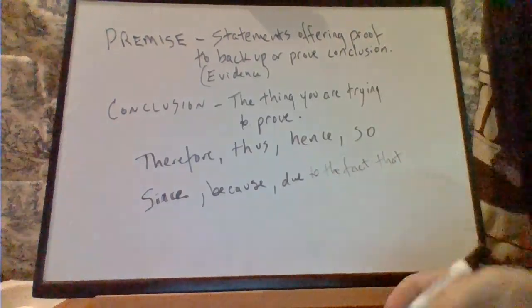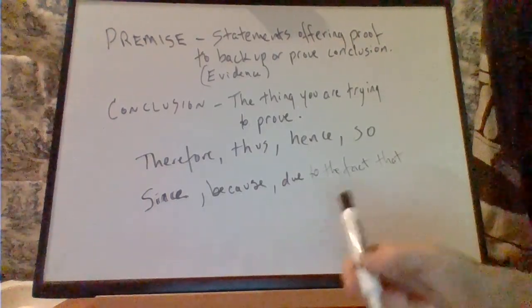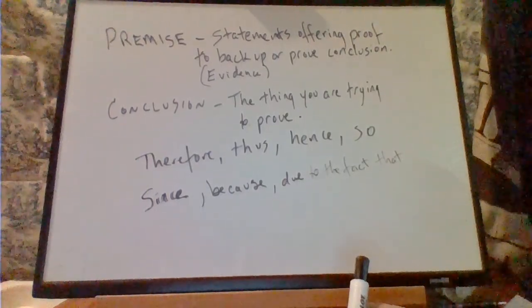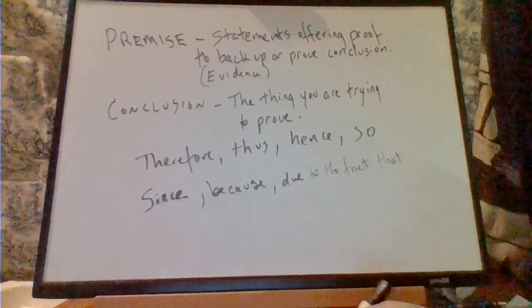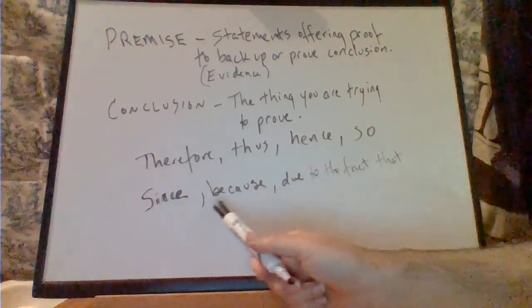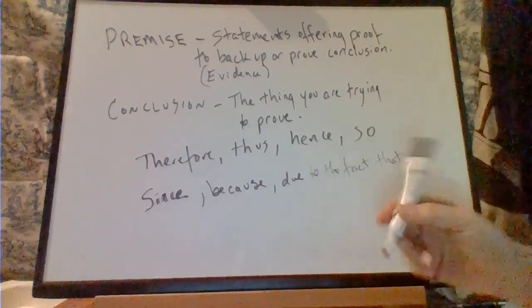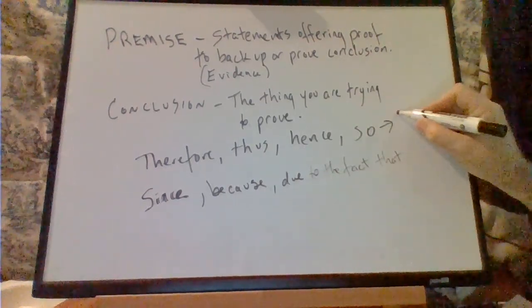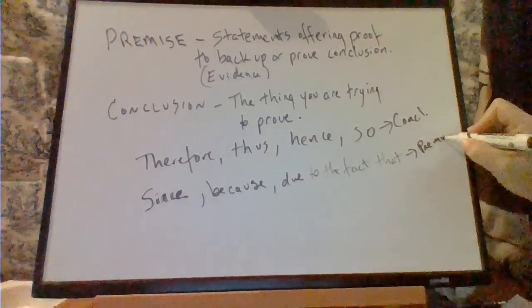Right? And you can kind of see how those would lead you to a premise. Due to the fact that X happens, Y is going to be the result. Because X happens, Y will be the result. Since X happens, Y would be the result. What immediately follows those key words or phrases is going to be a premise. So these words lead you to the conclusion. These words lead you to the premise.